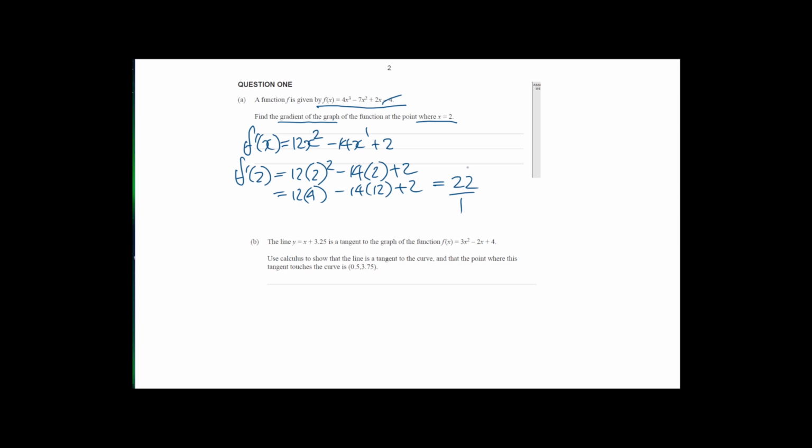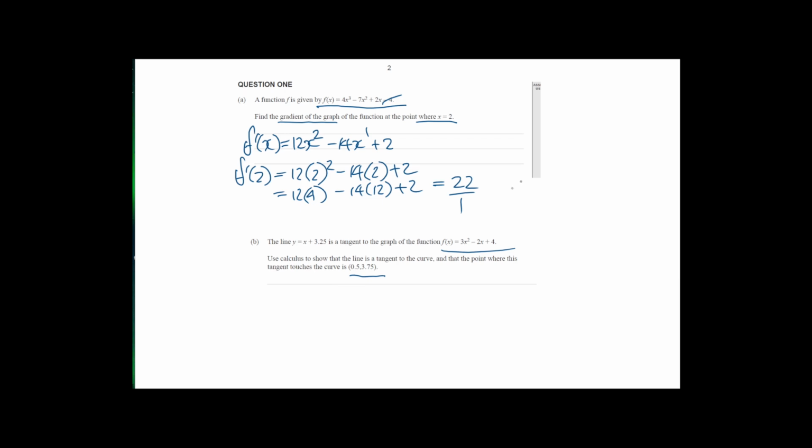The line y equals x plus 3.25 is tangent to the graph of the function there. Use calculus to show that the line is a tangent to the curve, and show that the point where this tangent touches the curve is 0.5, 3.75. And I'm just going to pause. I need to sneeze. All right, we're back.